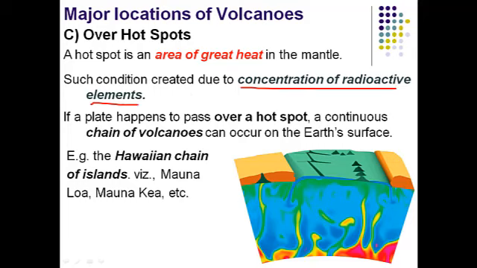If the plate happens to be passed over a hotspot, a continuous chain of volcanoes can occur on the Earth's surface. As you can see in this diagram, on the ocean floor, these are the series of volcanoes that take birth. The best examples are the Hawaiian chains of volcanoes. These are mainly in the form of islands, a row of volcanic islands named Mauna Loa and Mauna Kea, primarily located at the center of the Pacific Ocean.